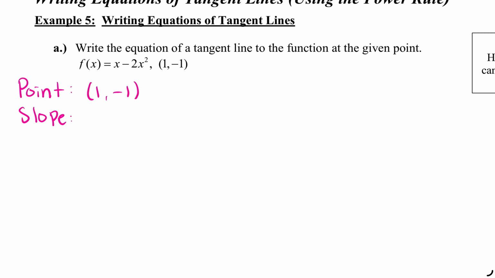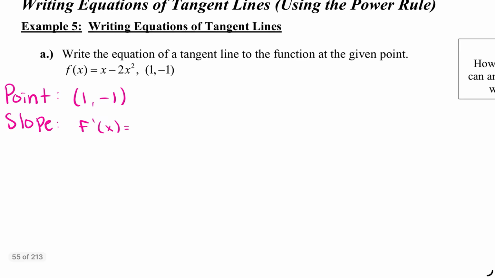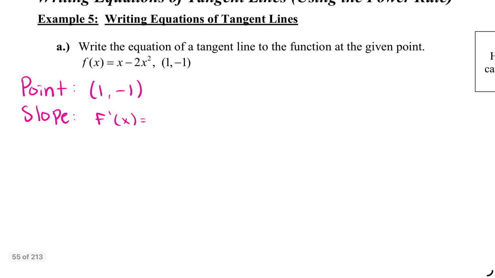remember, slope is the same thing as the derivative. So I need to take the derivative of f of x. So the derivative of x is, well, we now know there's an exponent of 1 up here. So I'll bring the 1 down, so it's going to become 1, and then that goes to 0. So really just x becomes 1. And then the derivative of negative 2x squared, so I multiply the 2 in front, so I get negative 4. And then I reduce the power by 1, so it becomes x to the first.